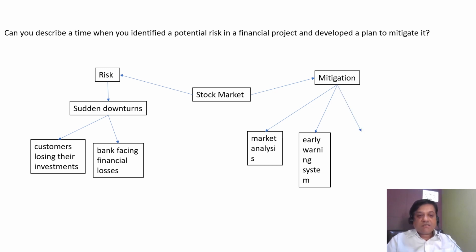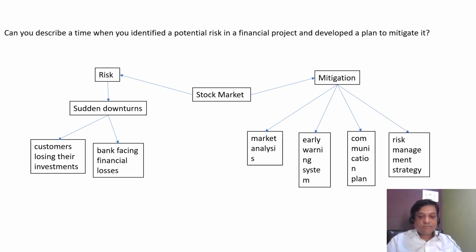Then, create a communication plan to inform the customers and the bank of the risk associated with investing in the stock market and encourage them to diversify their investment. Then, implement a risk management strategy that will include diversifying the bank's investments, to see that it is not impacted by the market downturn. All these things will be helpful for a business analyst to identify and mitigate the potential risk of the market downturn, help the people, and protect the bank from financial losses.